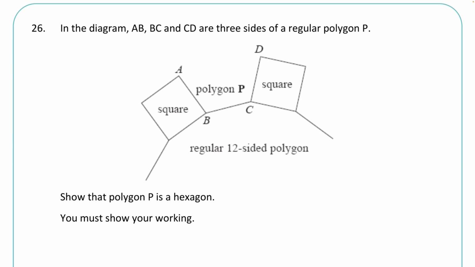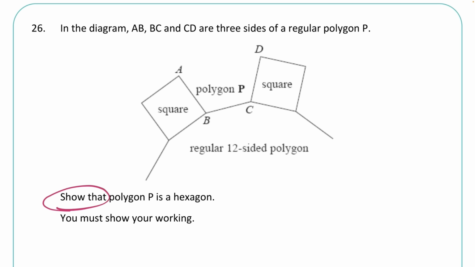Question 26. We have some angles in polygons. This one here says, show that polygon P is a hexagon. That word "show that" is really important. And it says you must show your working. So paying really close attention to the language here, we need to write down absolutely everything that we do.